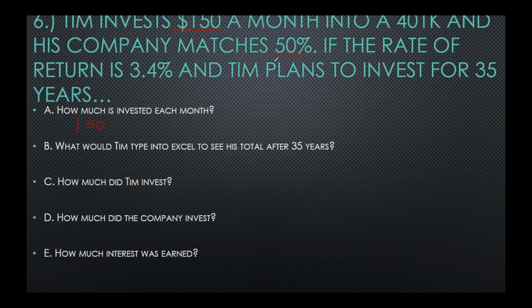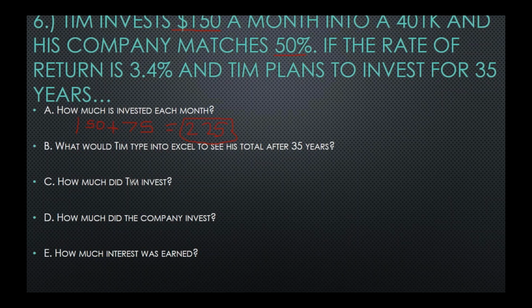Good. If they match 50% of that, what is half of 150? Well, half of 150 is 75. So the 150 that Tim invests plus half of that, which is what the company matches, together is 225. So Tim in his 401k is getting 225 per month.